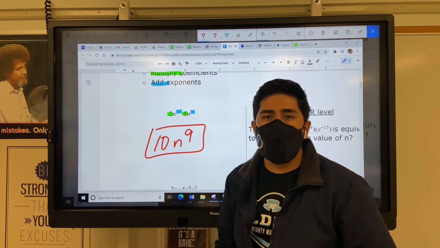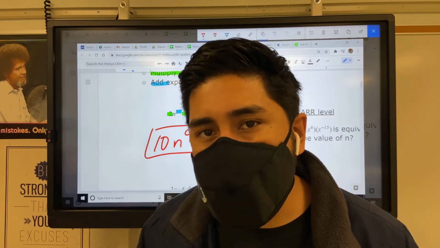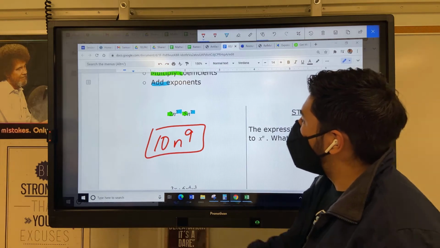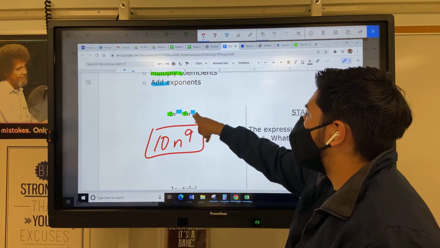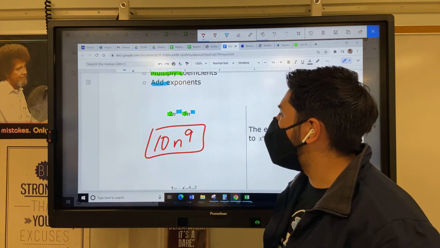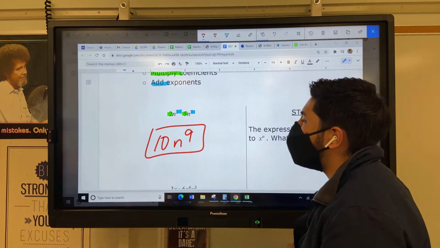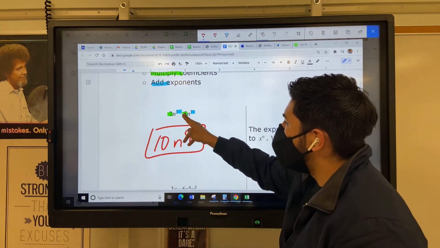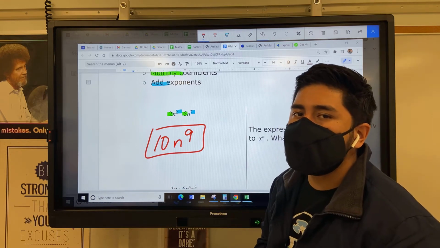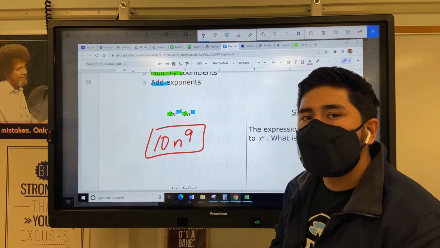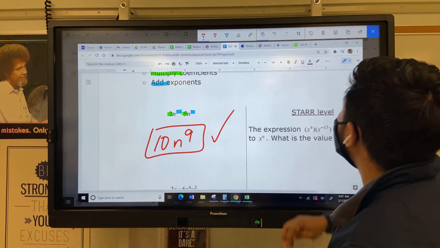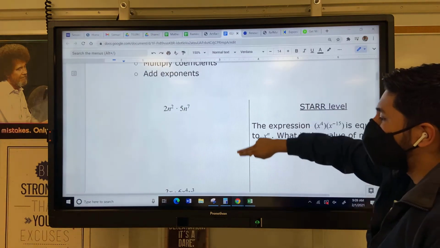That's it, ladies and gentlemen. All we're doing is adding exponents and multiplying coefficients. The only reason we do that is because if we break down these exponents of n, I have 2 n's, then I have 7 n's. I put them all together, that's 9 n's. And because there's a multiplication sign, we're multiplying the coefficients, because that's regular arithmetic we've learned since elementary school. All right, check mark. Let's go to the next one.